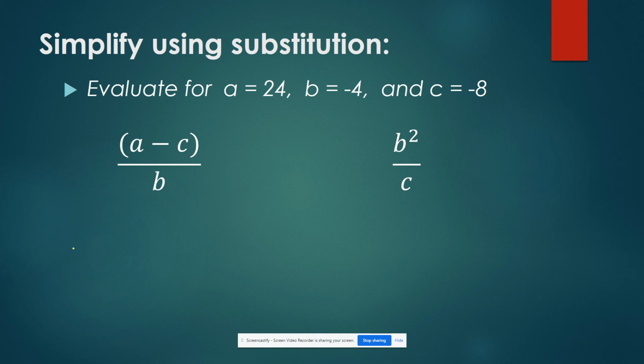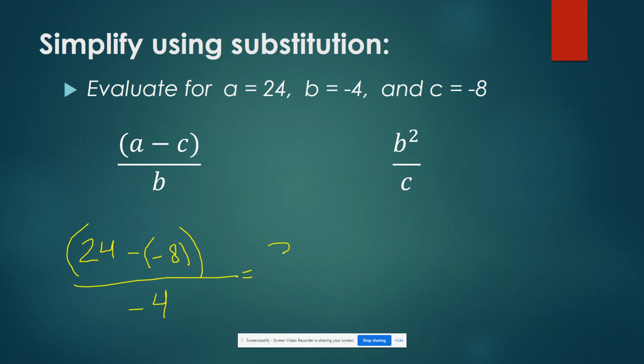Okay, here are the explanations. So this is going to be 24 minus, because it says minus. C is negative 8, so it's minus negative 8. A little double negative there. And then we divide that by B, which is negative 4. That's going to give us 32 over negative 4, which is negative 8. Hopefully you got that one.